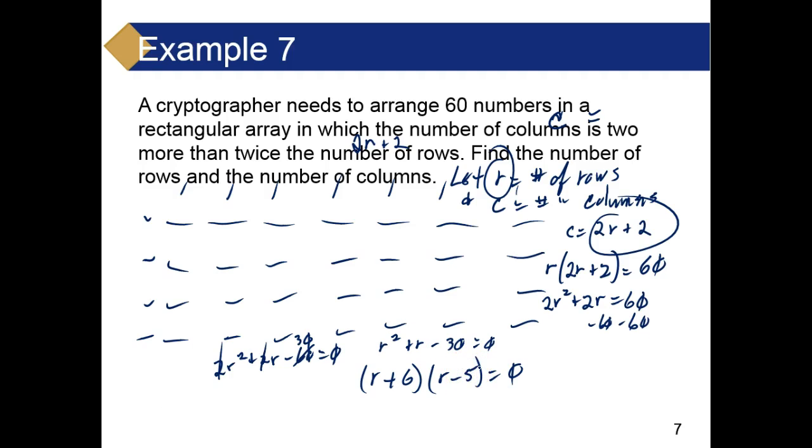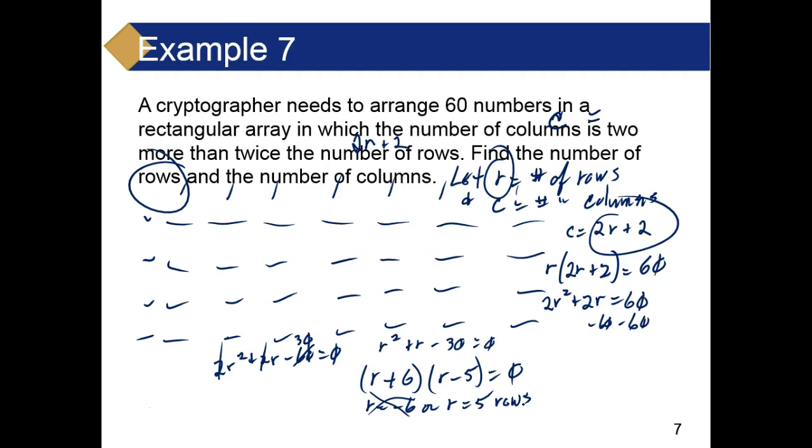Okay? Now what does that tell us? r is equal to -6, or r is equal to 5. Okay, I want someone to come up and draw me on the board a matrix of numbers with -6 rows. It's impossible. You're absolutely right. It's impossible to do -6 rows. So we throw away one of these. And which one's that? The -6. So we have r rows. That answers the first part of our problem. r is equal to 5 rows of numbers.